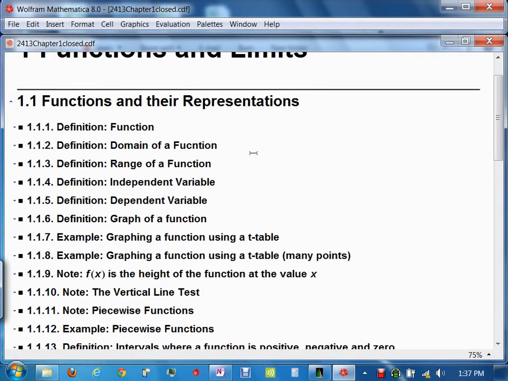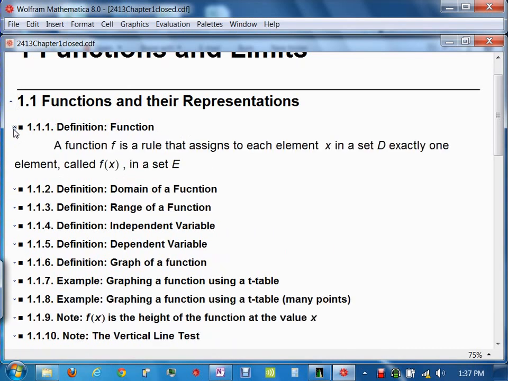We're going to start with 1.1. So the first thing here is a definition of a function. A function is a rule that assigns to each element x in a set D exactly one element called f of x in a set E. So it's a rule. A function is a rule. Basically, it takes in a number, spits out a number, right?